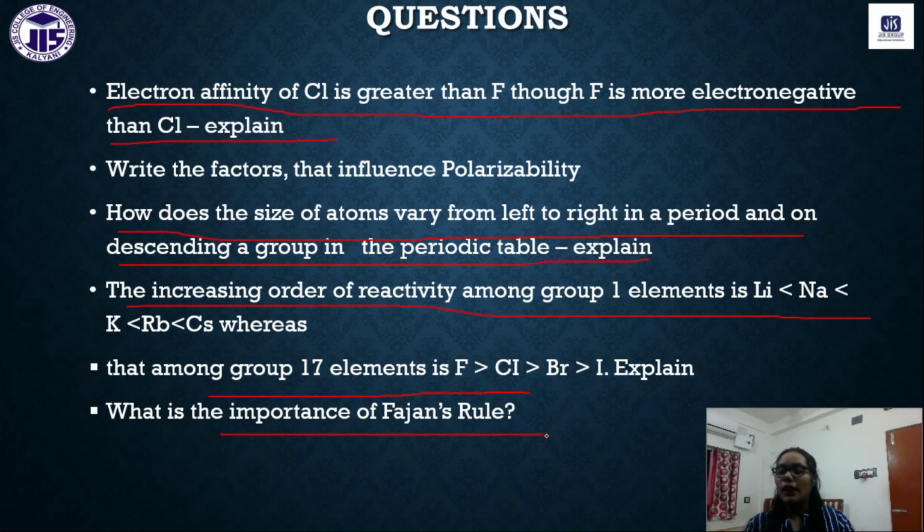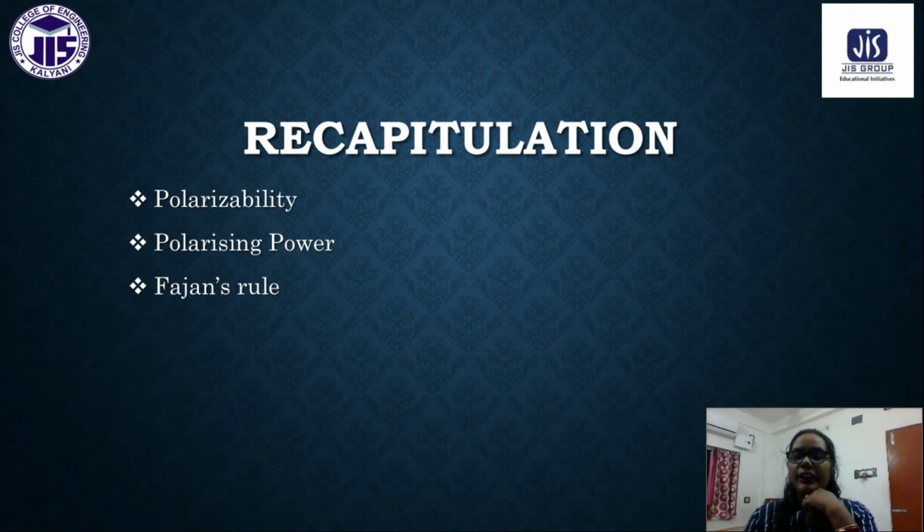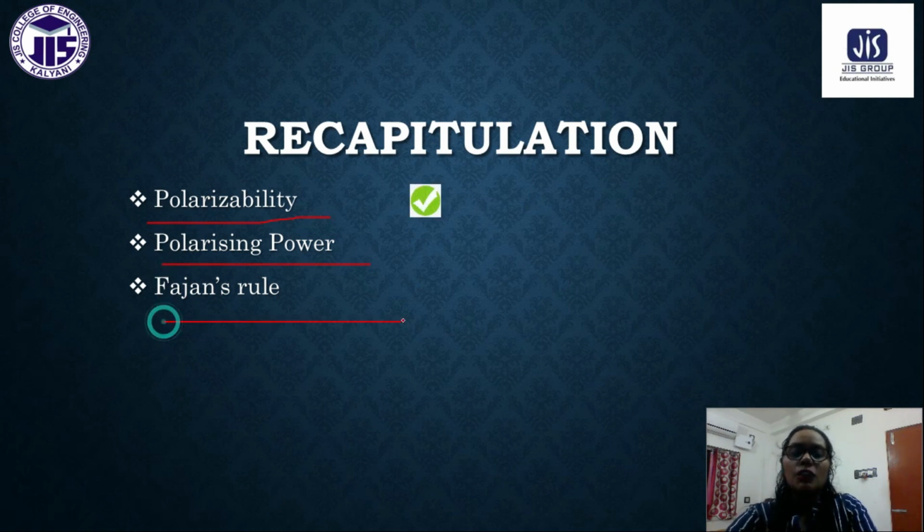So this is all about today's class. These are the very common questions that you can frequently get in your exam from this portion. So this is the recapitulation. Today we have discussed polarizability, the polarizing power, and at last we have discussed Fajan's rule.